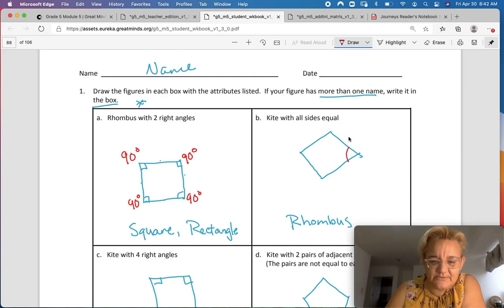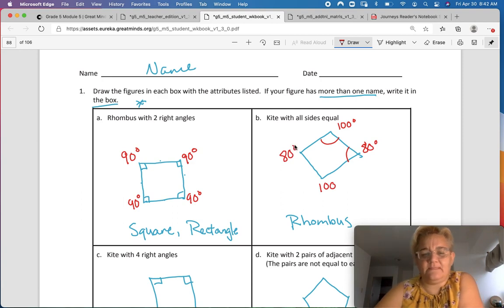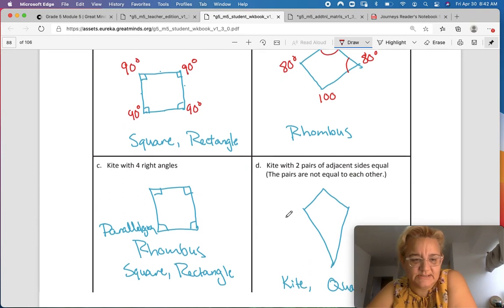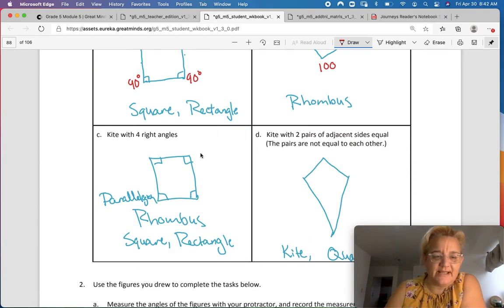Well, this is an acute, and this is an obtuse, so this is going to be probably 100 degrees. And if that's 100 degrees, that one's going to be 80 degrees. And then this is also 100 degrees, and then this is 80 degrees. Yours may be different. Please use your tools. A kite with four right angles is 90 degrees, 90 degrees, 90 degrees, and 90 degrees.